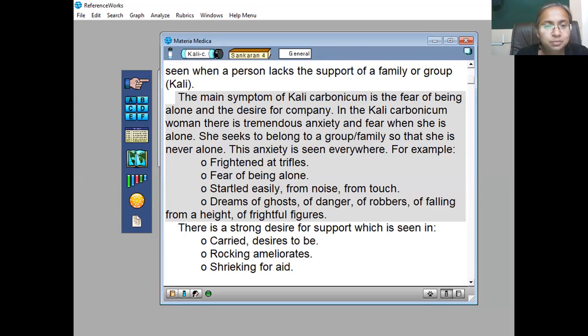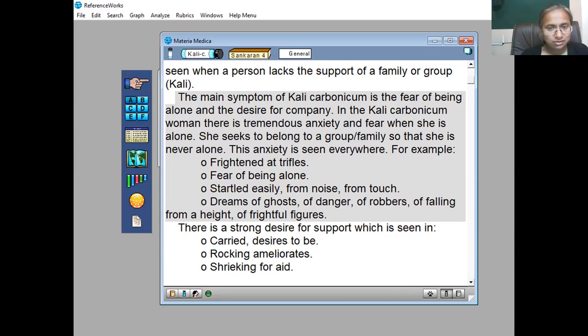He says the main symptom of Kalium carbonicum, we all know that Kali belongs to the fourth row of the periodic table, and Kali remedies are all about family and taking care of the family and doing the daily routine, and they are really anxious and worried and dependent remedies. So the main symptom of Kali carb is fear of being alone and desire for company. In Kali carb women, there is this tremendous anxiety and fear when she is alone. She seeks to belong to a group or family so that she's never alone.